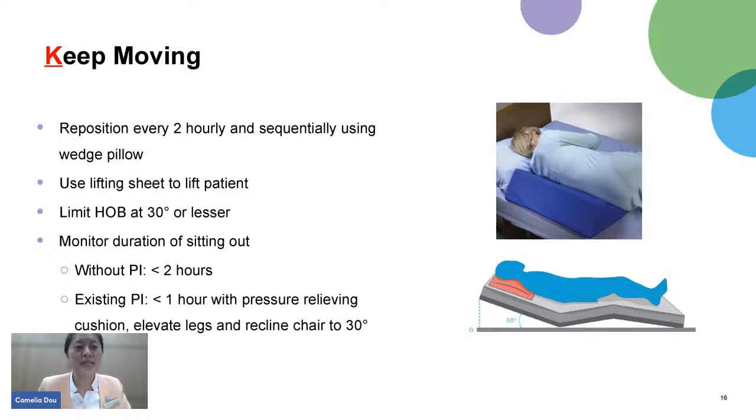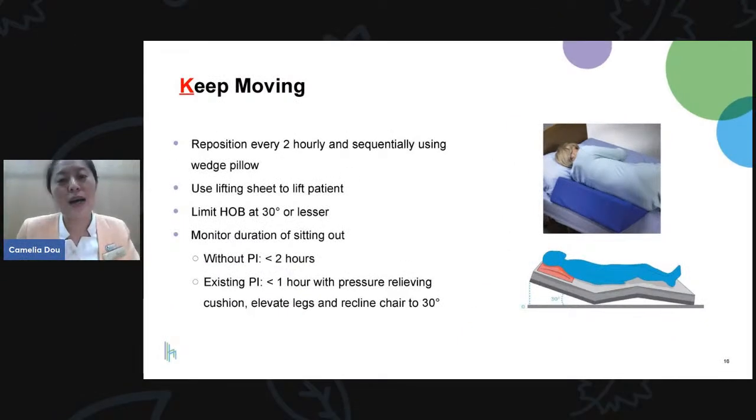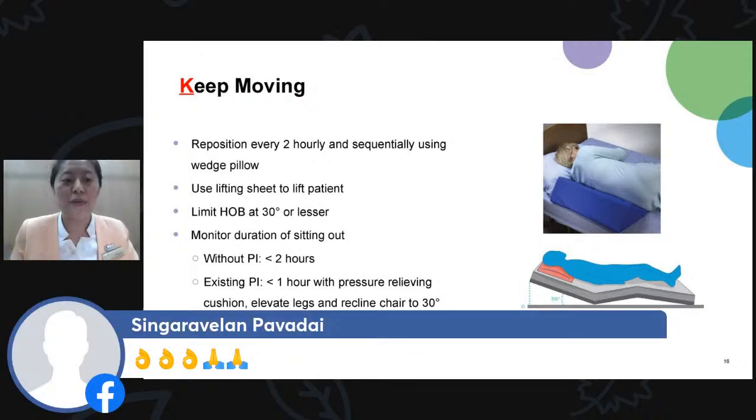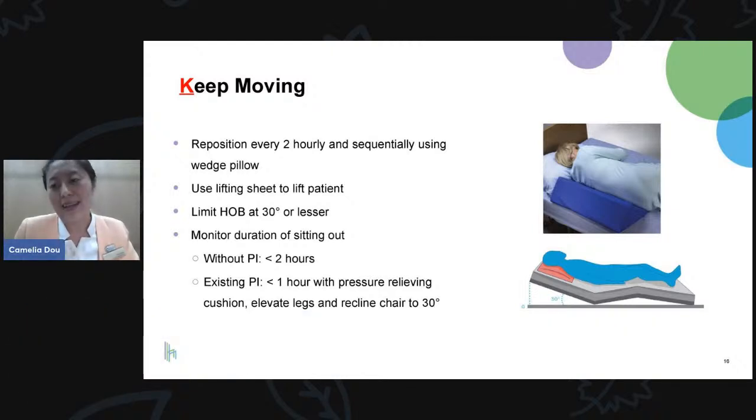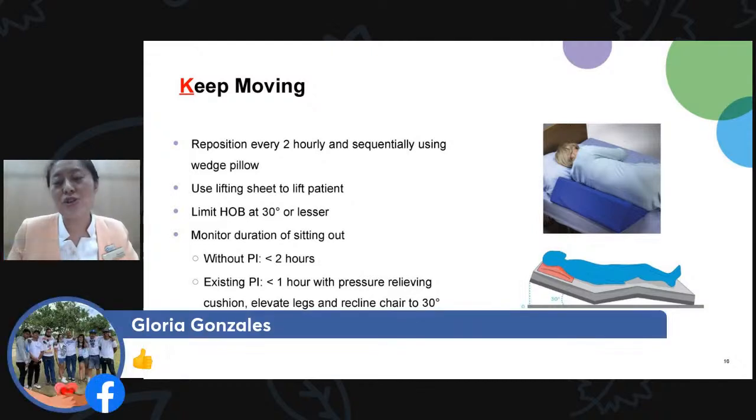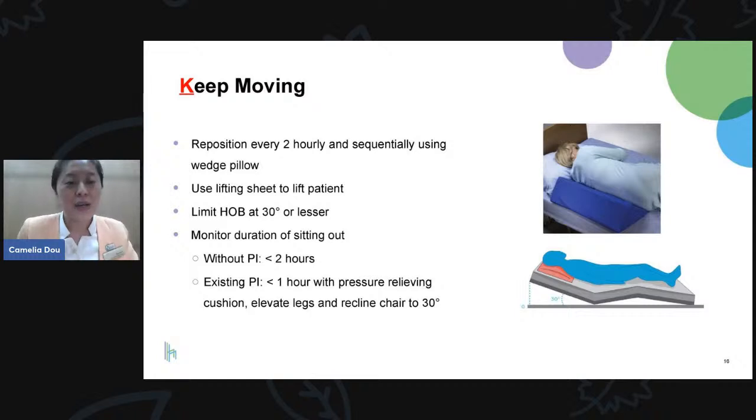So keep moving. Patients must be turned every 2 hours to offload. As mentioned earlier, we must turn 2 hourly. If a patient has already developed a pressure injury, try not to lie the patient supine, because there is already a wound there; turn bilaterally, especially with head or back elevation at about 30 degrees or lower. Literature shows that patients with the head at 30 degrees or lower tend to develop fewer pressure injuries. Also monitor the duration of sitting out: if the patient has no pressure injury, sit less than 2 hours; if already present with a pressure injury, less than 1 hour. Okay, Ken, next slide.